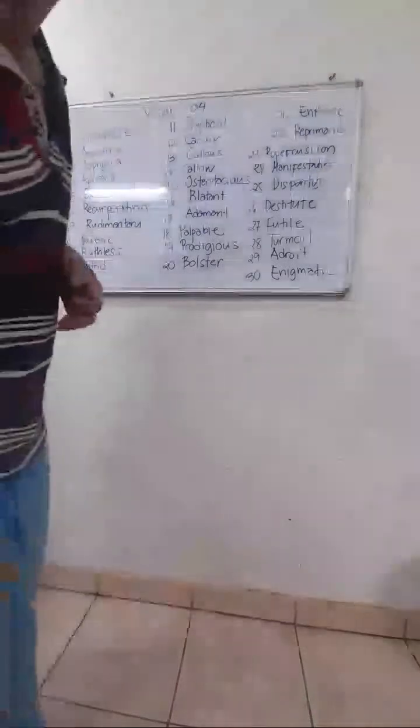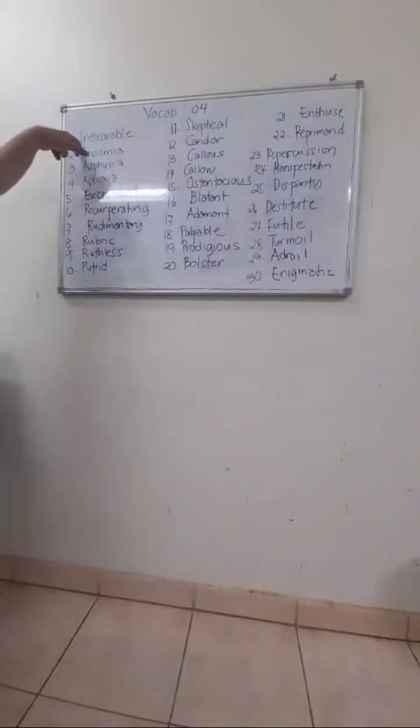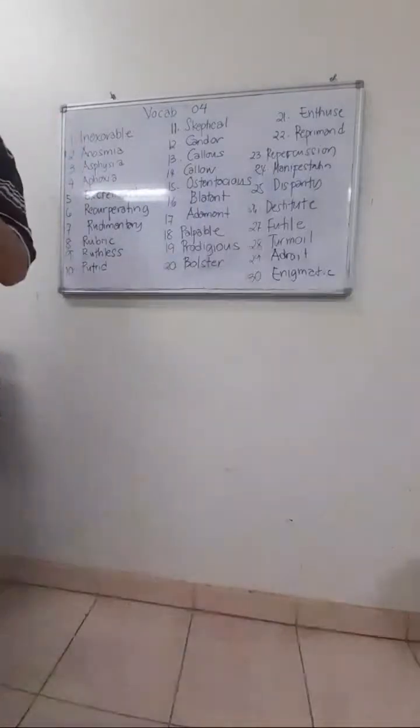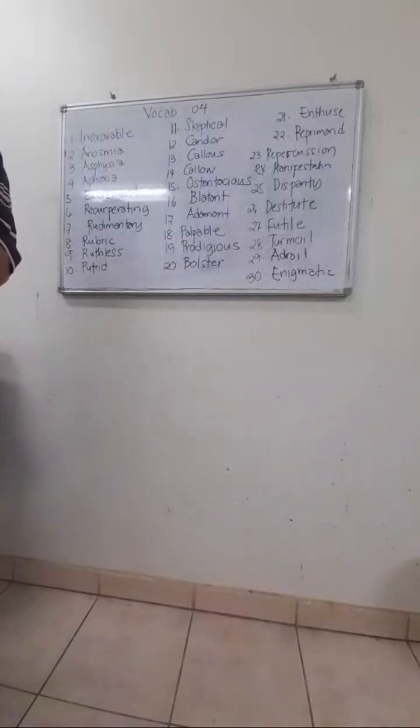Okay, now, so I have here "inexorable." What do you mean by inexorable? The spelling is I-N-E-X-O-R-A-B-L-E. Meaning this is impossible to stop, impossible to control, impossible to prevent.